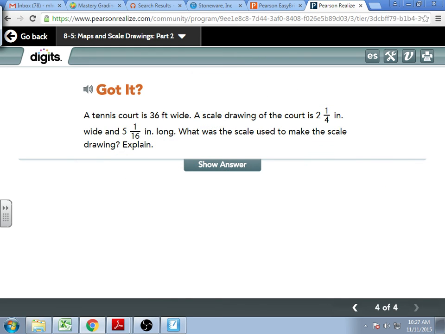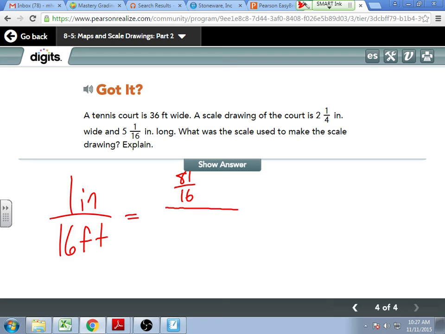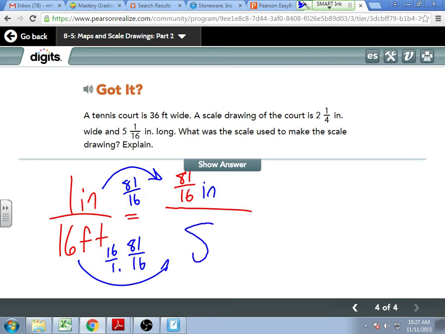So I can use that scale, 1 inch over 16 feet, to solve for it. It was 81/16. So here's what's nice. To go from inches to feet, inches are times 81/16. Well, when I multiply down here times 81 over 16, this is really 16 over 1. The 16s cancel out, and I just get 81 feet.